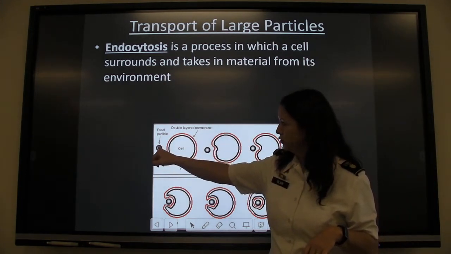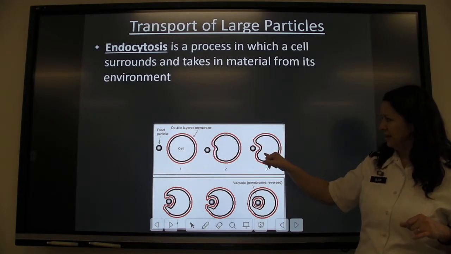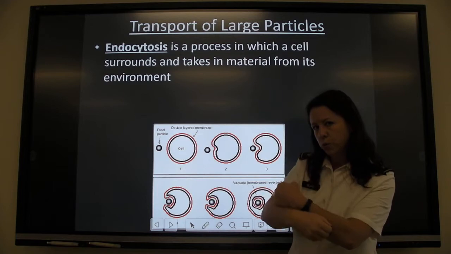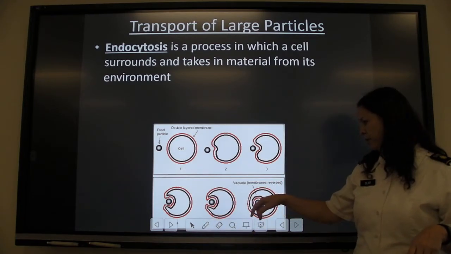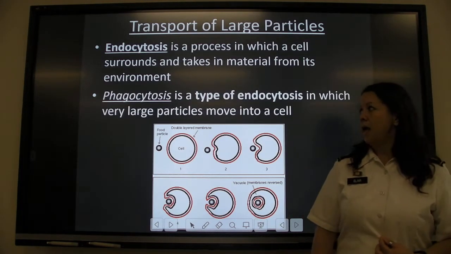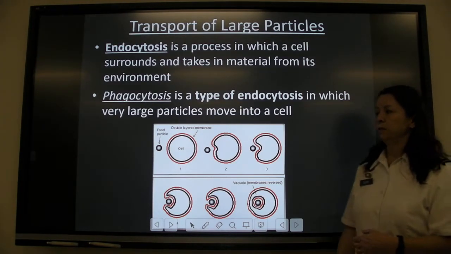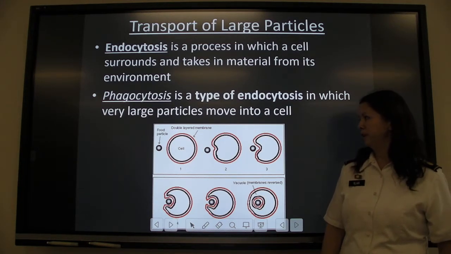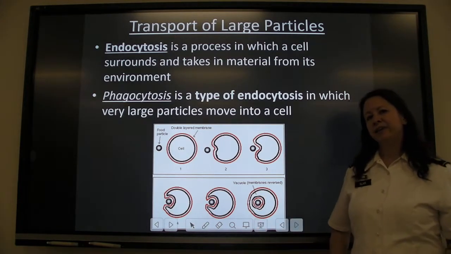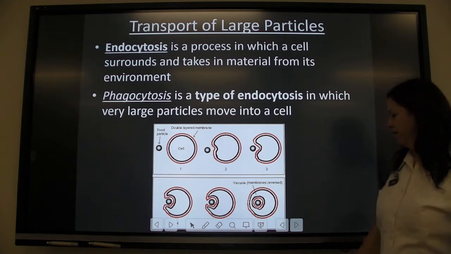So it looks something like this. So here's your little food particle, your cell. You can see the cell starting to indent, and basically it's engulfing the particle, just totally surrounding it until that particle is inside the cell. All right? So a special type called phagocytosis is a type of endocytosis in which very large particles move into a cell. And this is also how your white blood cells work to attack bacteria and viruses and get rid of them. They engulf them, surround them, and take care of them.